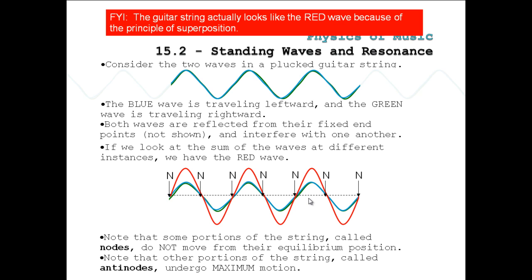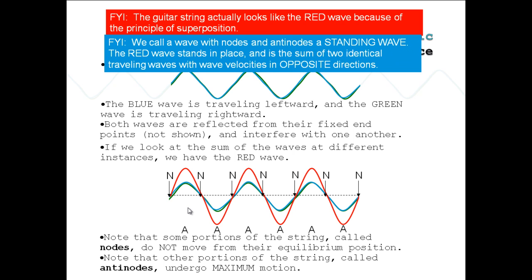And know that the other portions of the string, called the antinodes, undergo maximum motion. That's why it starts up here and goes all the way down and goes back up. So it just changes its amplitude from max on either side of these. Antinode, antinode, antinode, antinode, antinode.